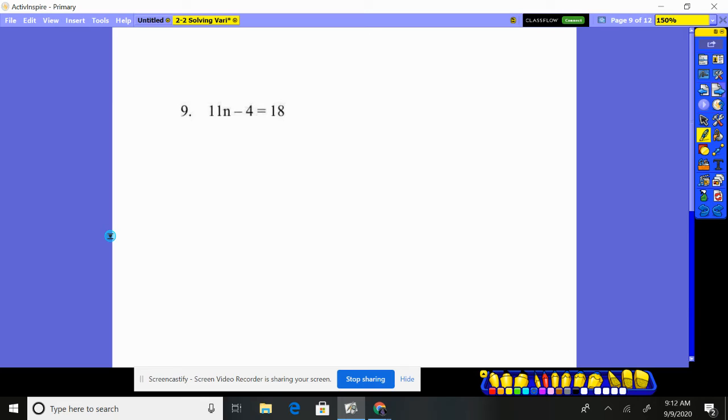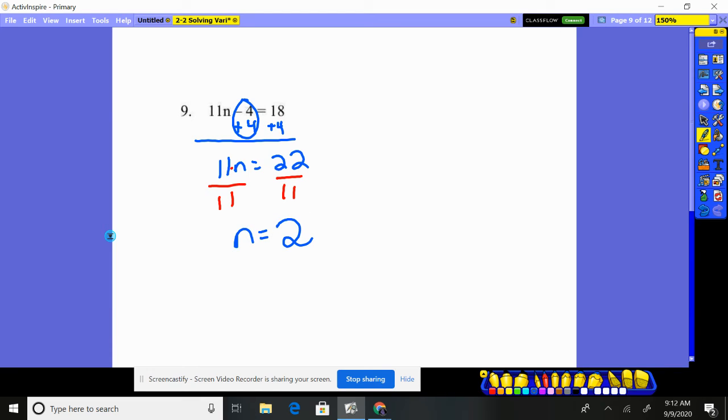Number 9, 11n, take away the number 4, equals the number 18. So we're going to start by adding 4, moving the number over. Goes away. 18 plus 4 is 22. So now we're like, hey, how do I undo that multiplying by 11? I divide by 11. And it gives me n equals 2.